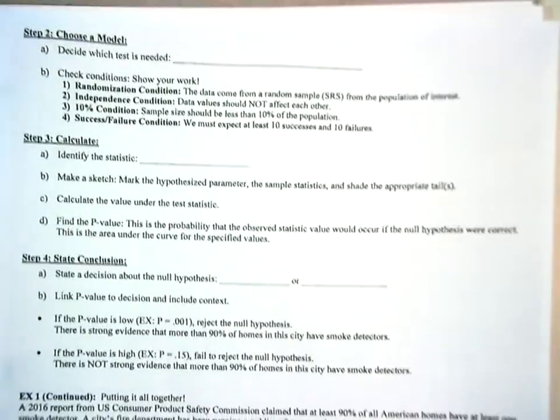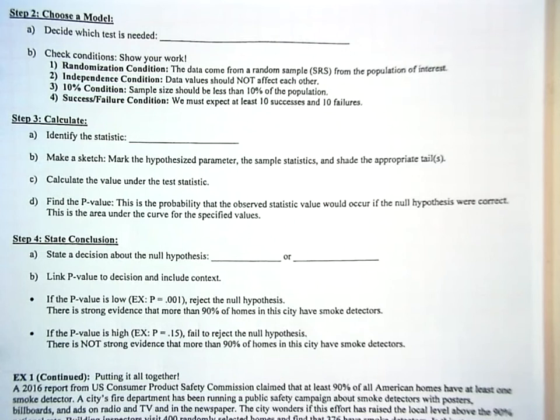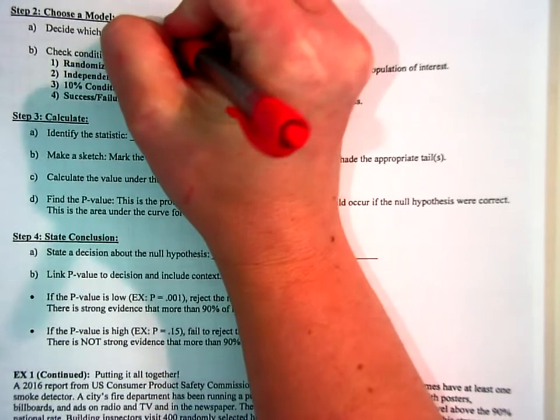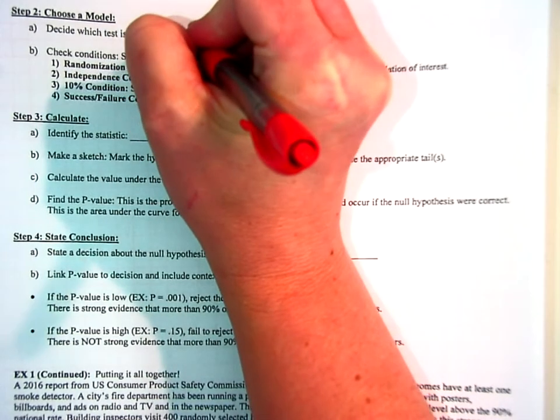Okay, so we've already done our null and alternative hypotheses. So now we choose a model. What kind of test is needed? Okay, if I'm being formal in my language, we're saying we're going to do a one proportion z-test.